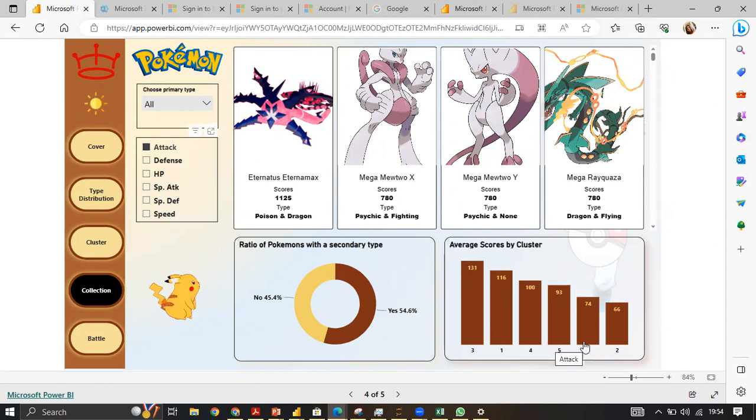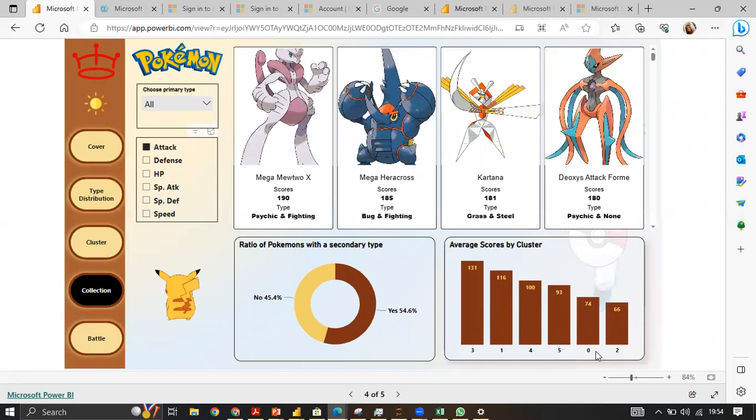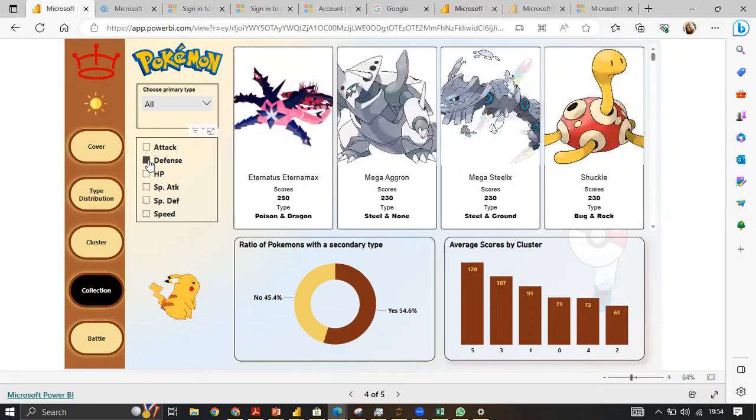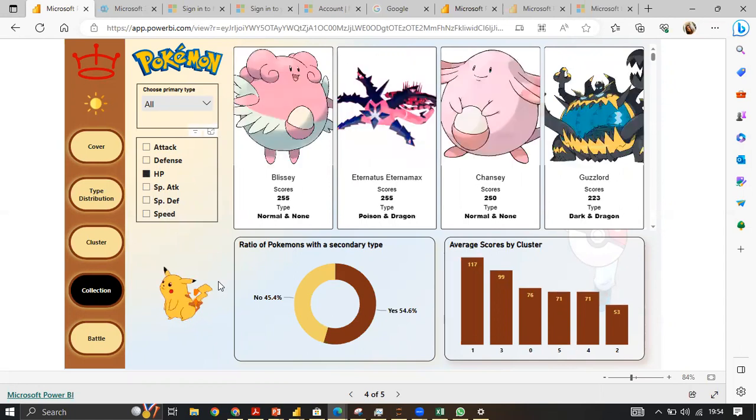Okay. These are the Pokemons that are best in attack. Mega Mewtwo X is leading that. And for Pokemons that are best in defense, obviously, like we said, Cluster 5 is leading. Eternatus is on top of that list. Best in hit points, still loading. Blissey with a score of 255, and Eternamax too. They share the same points, and I also added the type.